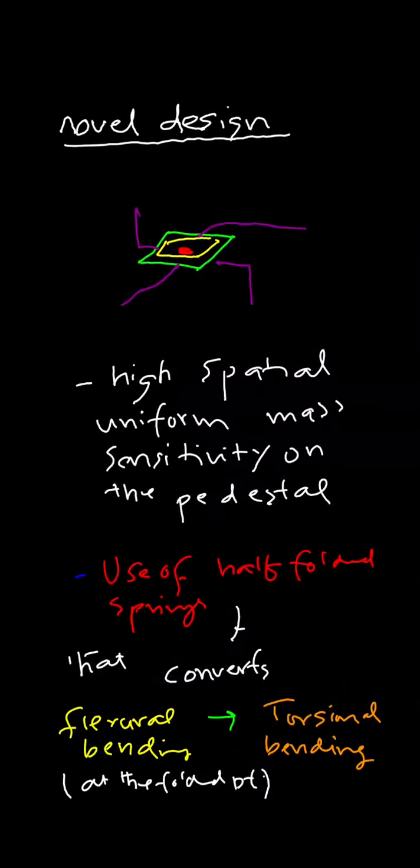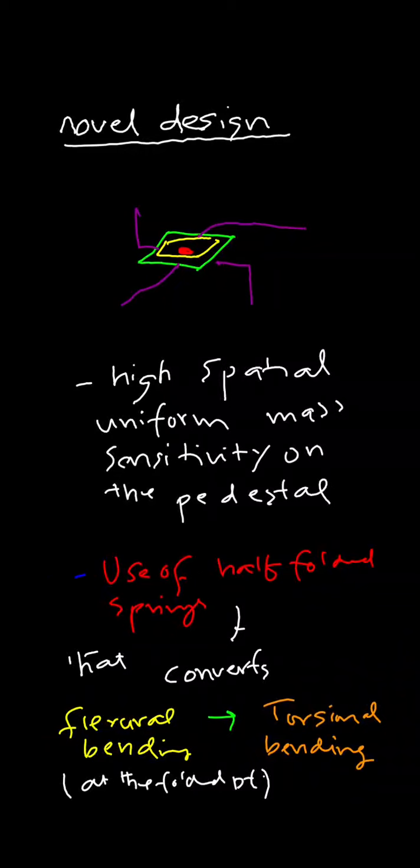Now, there is another way by which we can overcome the problem. Instead of using a cantilever, we change the design. So this is how this novel design will look. It has a highly spatially uniform mass sensitivity in the pedestal. And the broad feature of this novel design is that we are using folded springs.